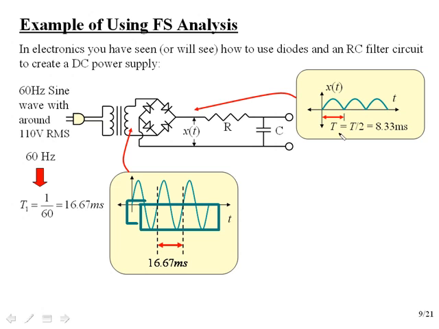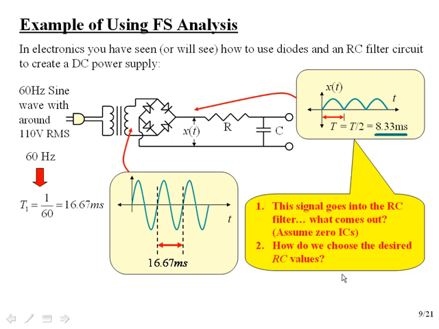So now we have a periodic signal, but it has half the period of the original. Remember, this had a period that went through both a positive going hump and a negative going hump. This rectifier made out of the diodes takes the negative hump and flips it up, which then looks exactly like a positive hump. So we now have half the period. Our period of this periodic signal is now 8.33 milliseconds.